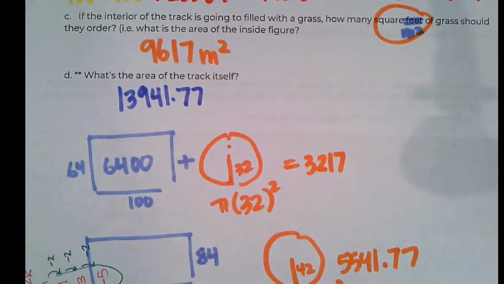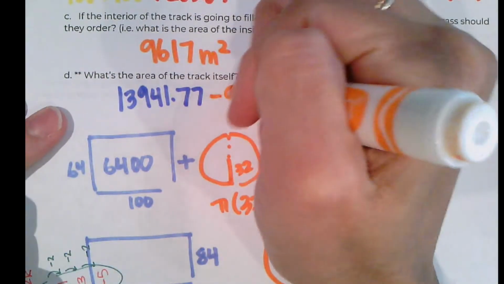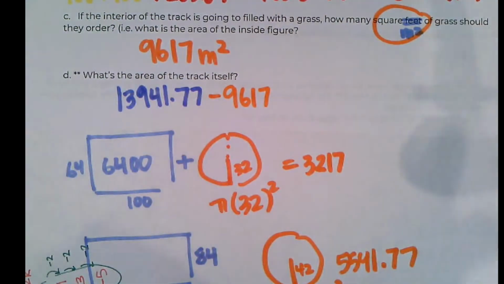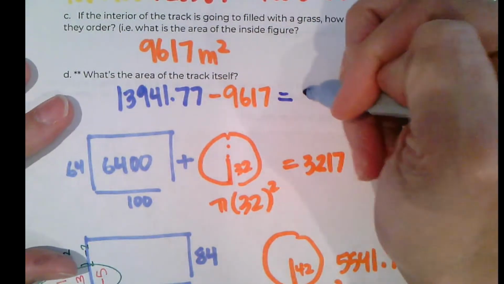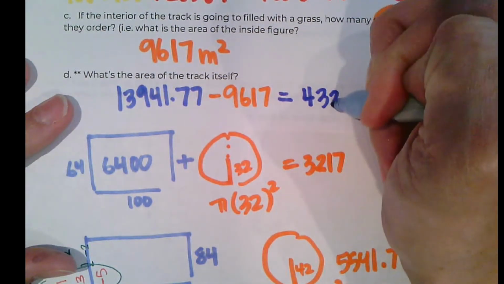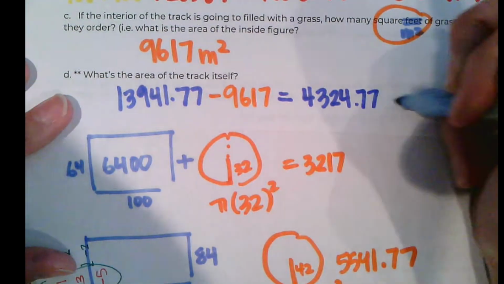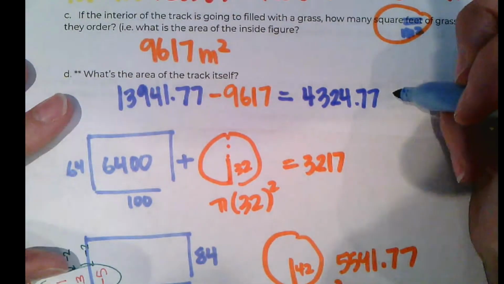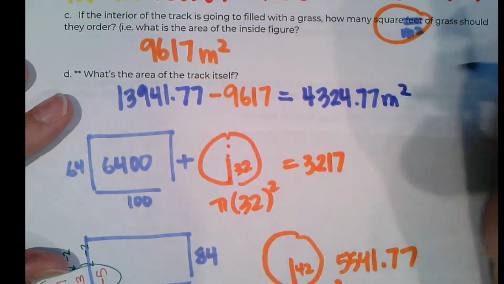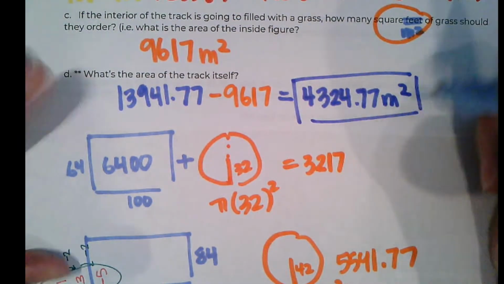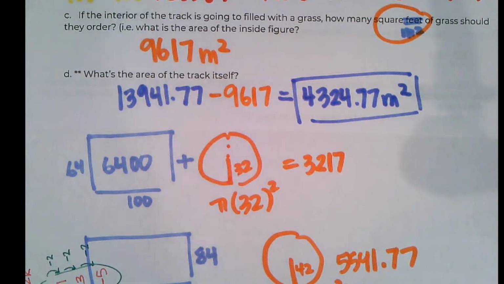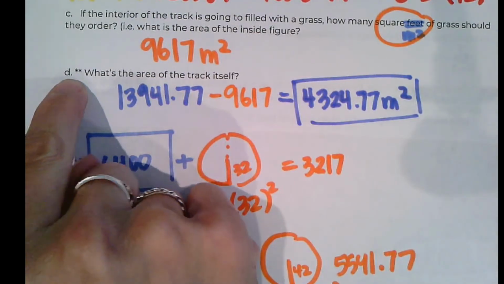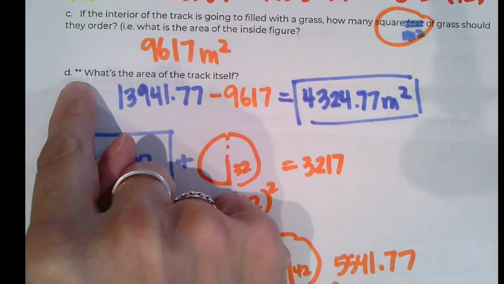If we add those together, the area of the big thing is going to be 13,941.77. And we're going to subtract off the inside area to figure out that the area of the track is actually pretty substantial at 4,324.77 meters squared. Sorry, cat is all up in my business. So, like I said, those last two were challenging, especially D, but you can see on our previous test, D was marked with a double star for being extra credit.